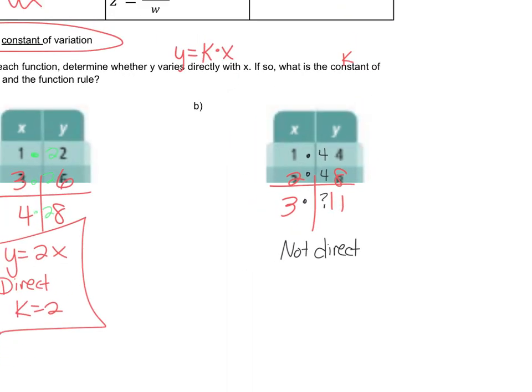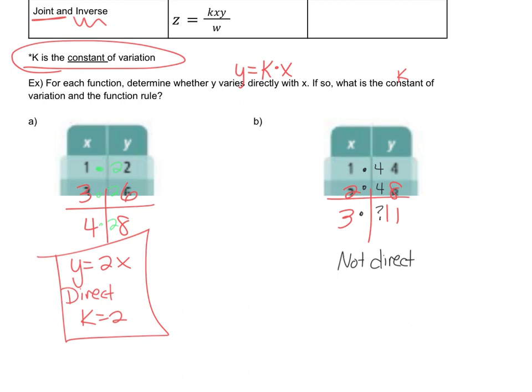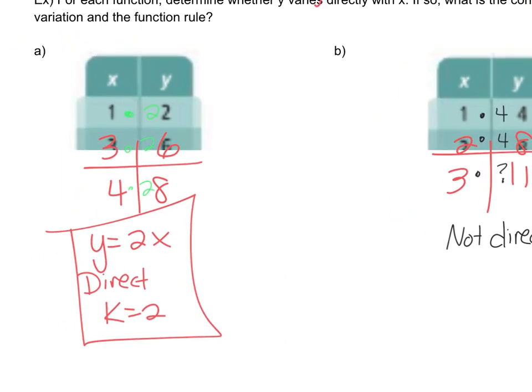Okay. So since it's not direct, we can't write the function rule. Can't do anything. Oh, I forgot to add one thing. If you hear me say function rule, that's what that means. So you're just writing the equation. So that's what function rule means.